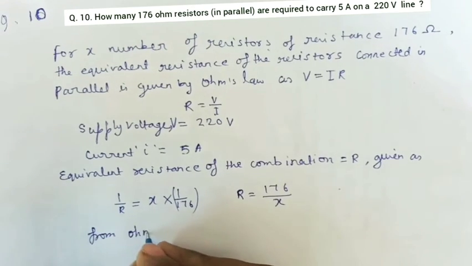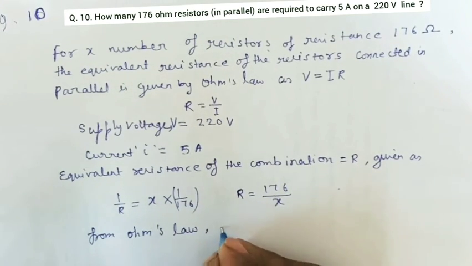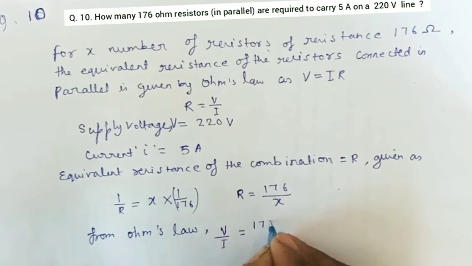From Ohm's law, V by I is equal to 176 upon X.